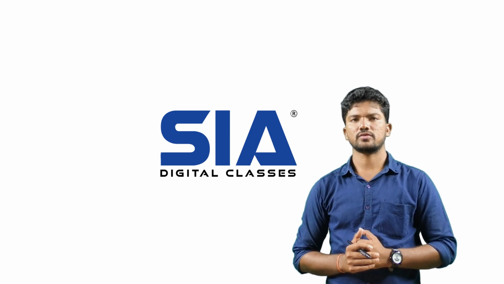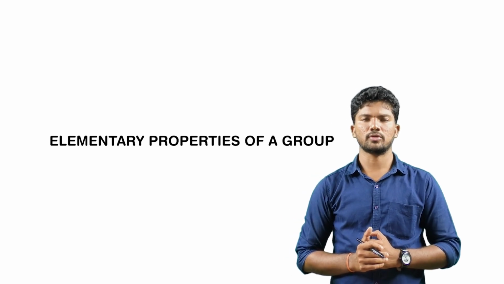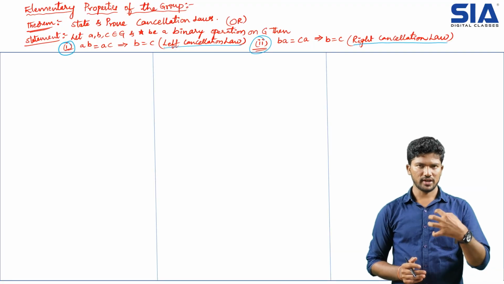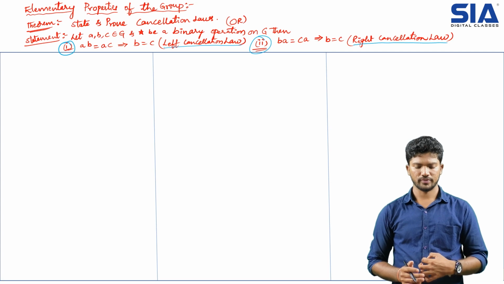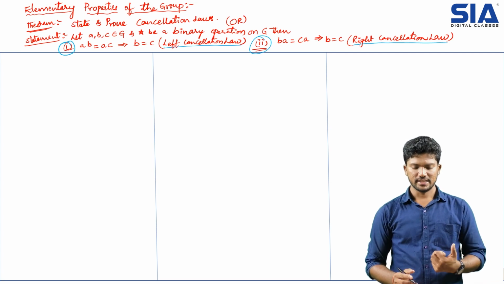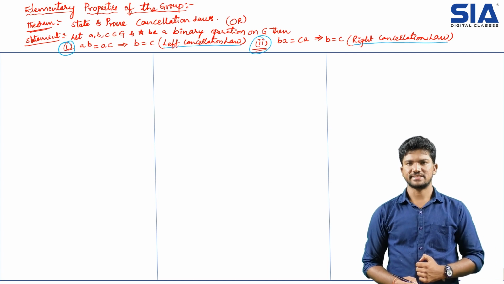In this lecture, we are going to discuss elementary properties of a group. This is the second elementary property of the group. So now see what the second elementary property of the group is. We are going to discuss it in the form of a theorem. See the statement of the theorem: state and prove the cancellation laws.